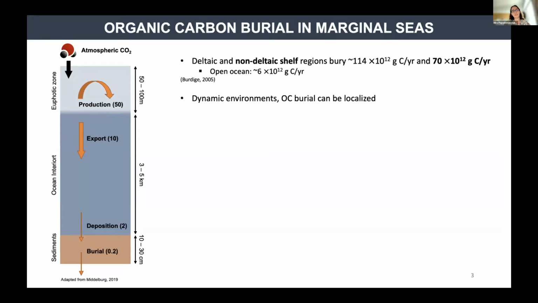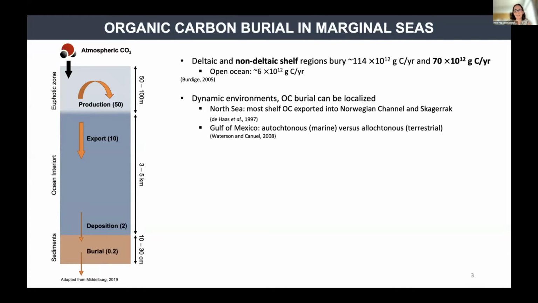Of course, marginal seas and other such coastal areas are quite dynamic environments. So even though as a whole they play a large role in organic carbon burial, it can be quite localized. So in the North Sea, for example, production takes place everywhere, but most of the burial only takes place in the Norwegian Channel and the Skagerrak near Denmark. In the Gulf of Mexico, some regions are more affected by terrestrial organic matter input, the ones that are generally closer to land, whereas the more open places bury more marine organic carbon.